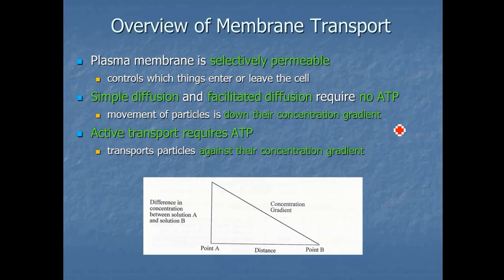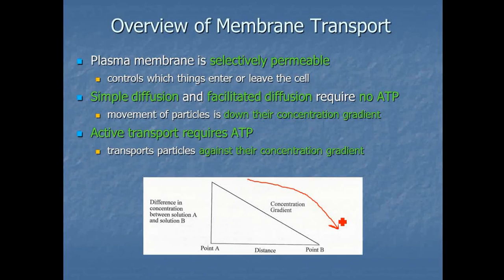The membrane, you remember, is selectively permeable. It can control what goes in or out of the cell. And there's three major methods by which things can move across the cell. There's simple diffusion, facilitated diffusion, and active transport. Simple diffusion and facilitated diffusion both rely upon a concentration gradient, and they move down the concentration gradient from high concentration to low concentration. And because of that, they do not require any energy input, no ATP.